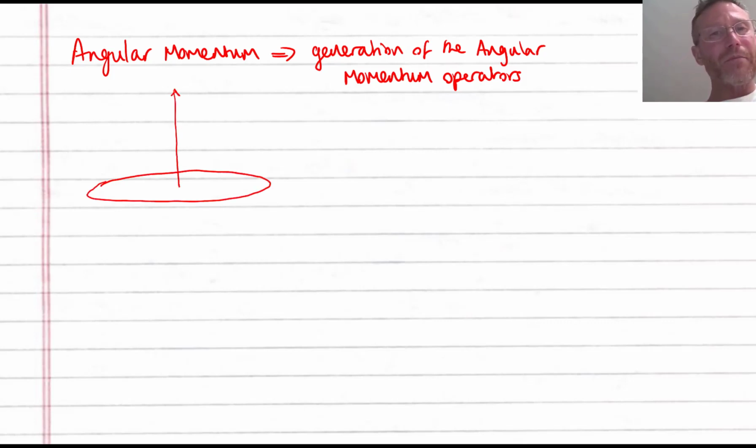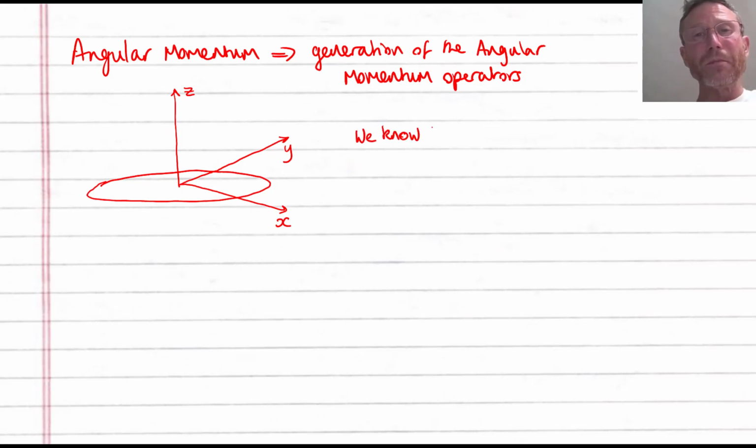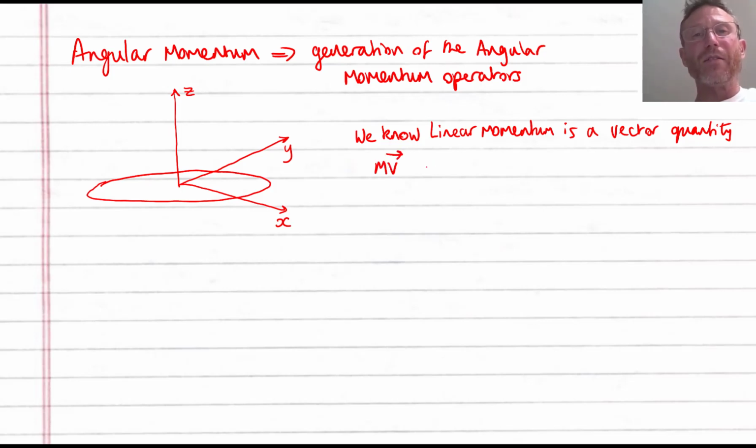So we have a body that is moving in a circular motion in the xy plane. We know that linear momentum is a vector quantity, and that would be given by mv, or simply p with an arrow. So these are vector quantities. What else can we say about this body moving through circular motion?